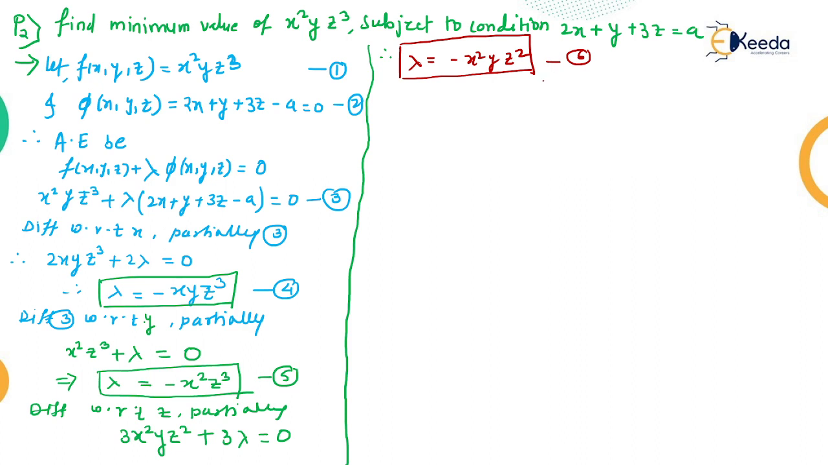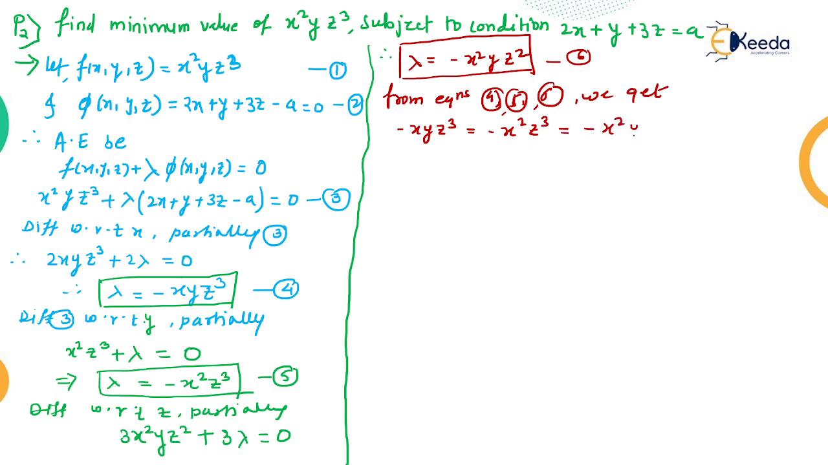From equations 4, 5 and 6, these are the values of λ, so equating them we get −xyz³ = −x²z³ = −x²yz².